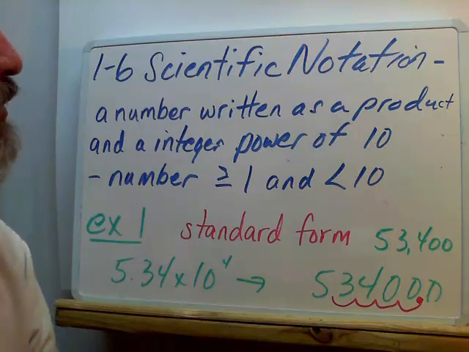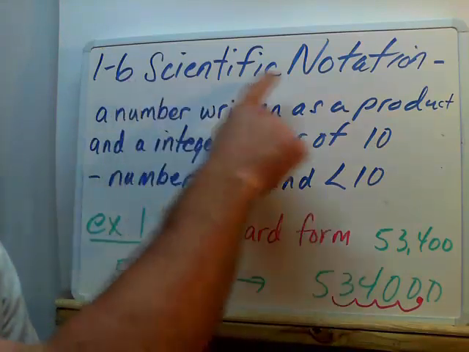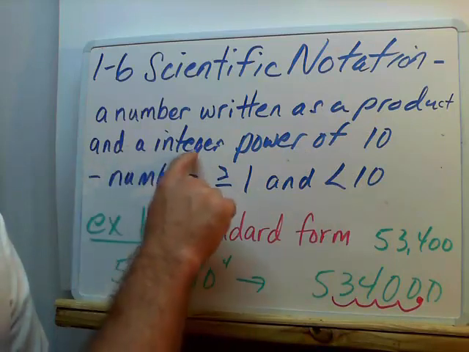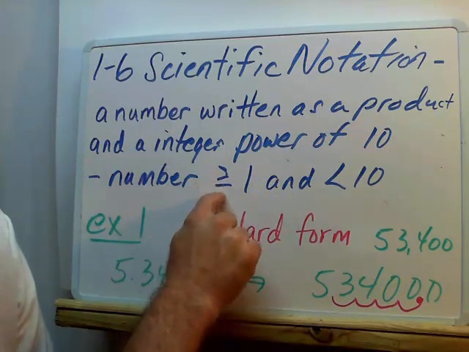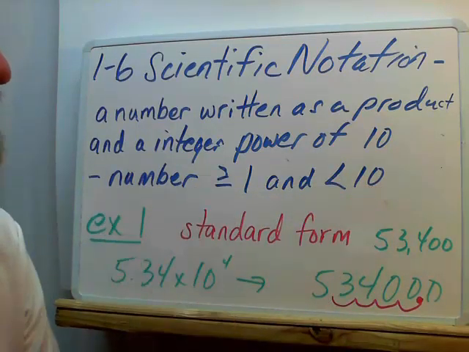Lesson 6, Chapter 1, Scientific Notation. This is a concept I'm sure you're familiar with, but let's review a little bit. Scientific notation is when we write a number as a product and an integer of a power of 10. The number needs to be greater than or equal to 1 and less than 10. So anything basically between 1 and 9 point something.